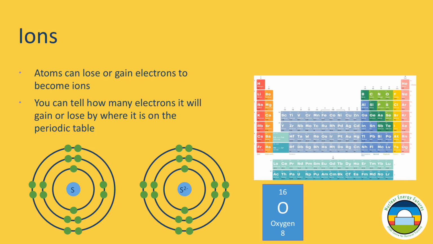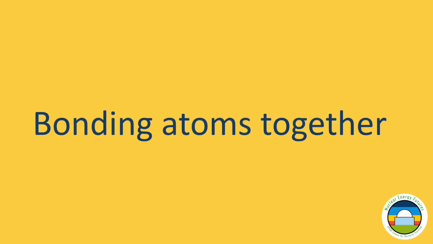But is that always the case? Do we always have the same number of protons and electrons? Well, not always. So ions are atoms which have gained or lost electrons, so they now have a charge. Plus if they've lost electrons, minus if they've gained electrons. So we can tell how many electrons an atom will gain or lose depending on where it is in the periodic table. But we'll look at this more next time when we look at how atoms bond together.